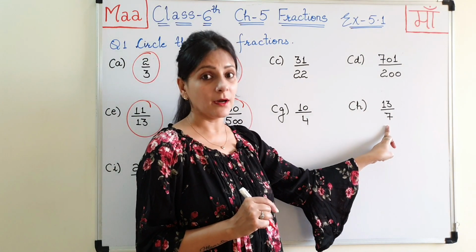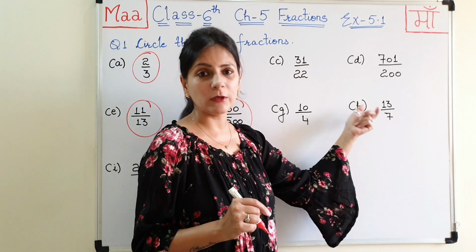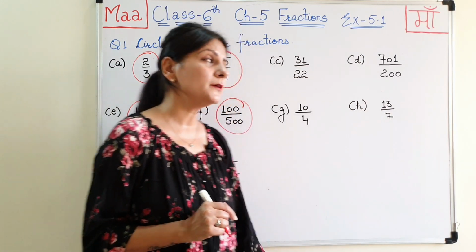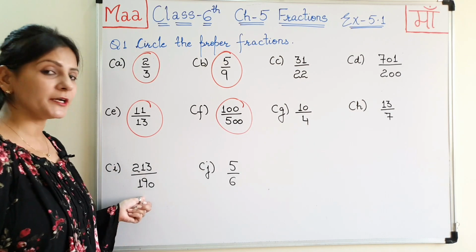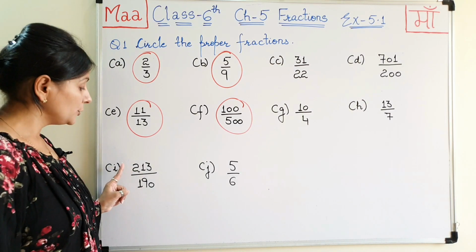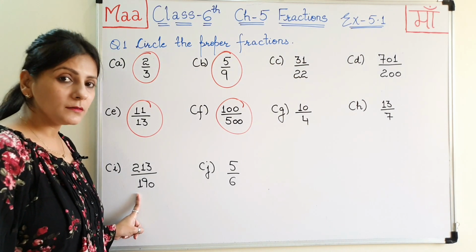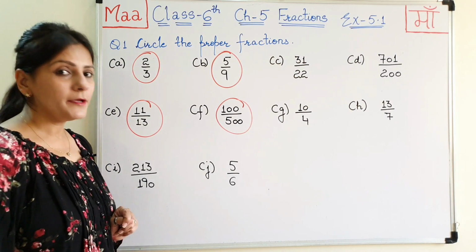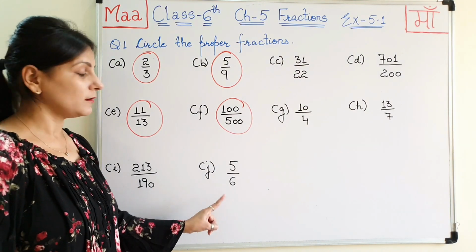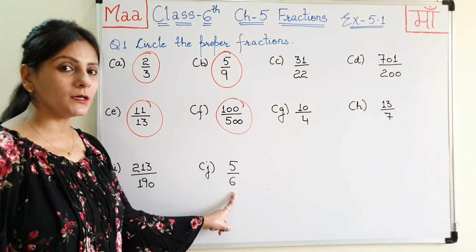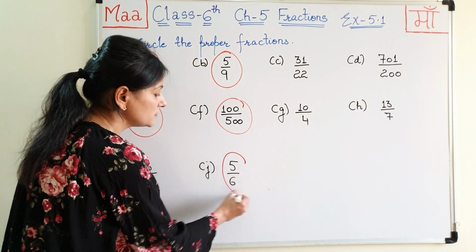13 upon 7. Again the numerator is greater than the denominator, so we will not circle it because it is an improper fraction. Next, I part, 213 upon 190. Numerator 213 is greater than denominator 190, so it is again an improper fraction, and we will not circle it. 5 upon 6. Here the numerator is smaller than the denominator, so this is a proper fraction, and we will circle it.